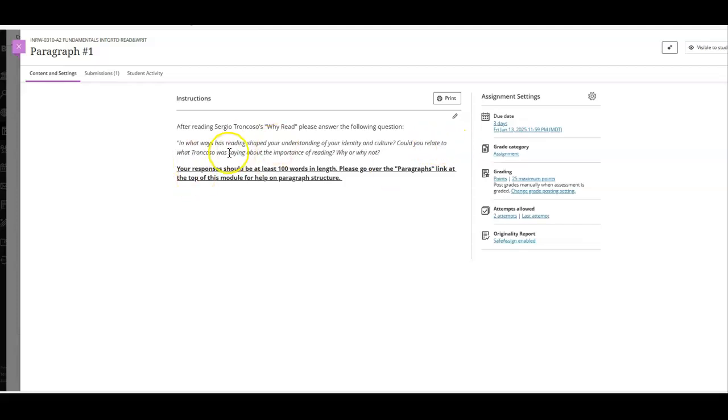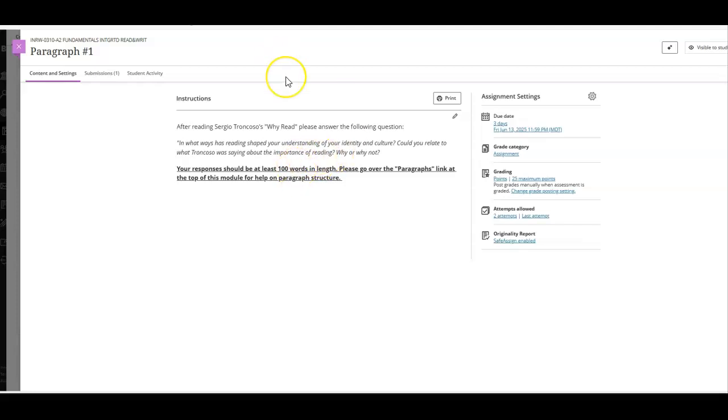Could you relate to what Troncoso was saying about the importance of reading? Why or why not? Remember, be honest. So say, "Yeah, he says reading is important, but I didn't think reading was important. It wasn't important to me." You could say that, but just make sure you write it down. 100 words, okay? So short. Make sure you count the words.